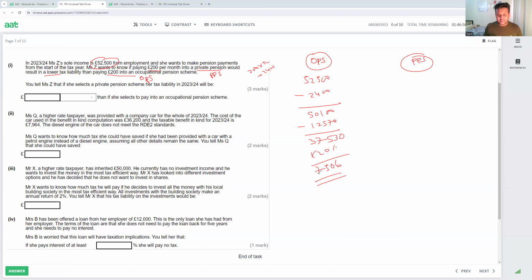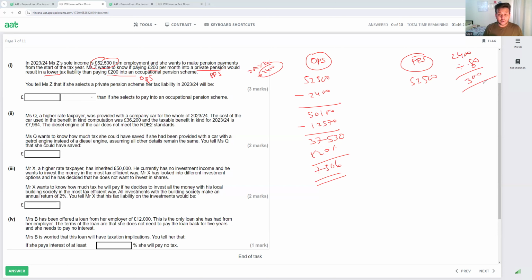If I choose OPS, my tax will be 7,506. If we choose the PPS, what will happen? 52,500. I'm not going to minus the amount here because it will extend my basic band and also my personal allowance. My personal allowance, I don't have to worry because I don't have an amount that crossed the threshold of 100,000. So I have a full personal allowance. Only I need to make sure this 2,400 is grossed up. So 2,400 divided by 0.80 is 3,000.